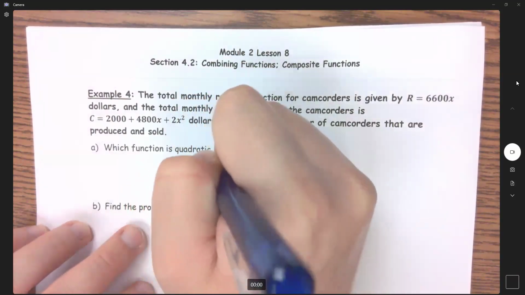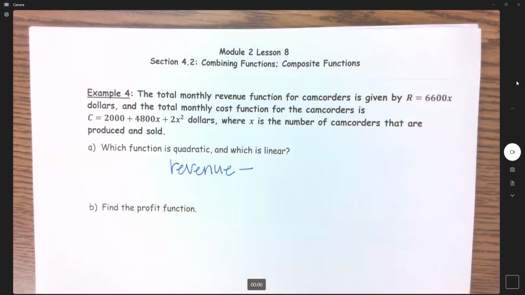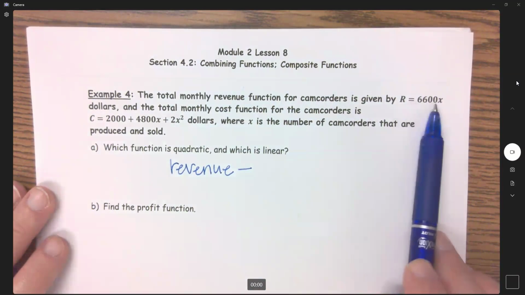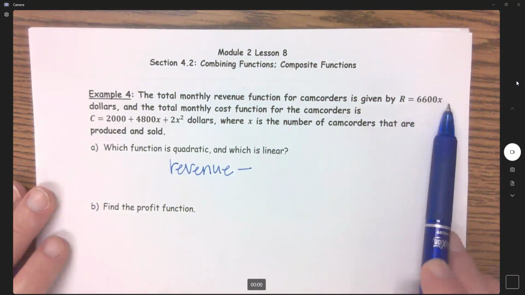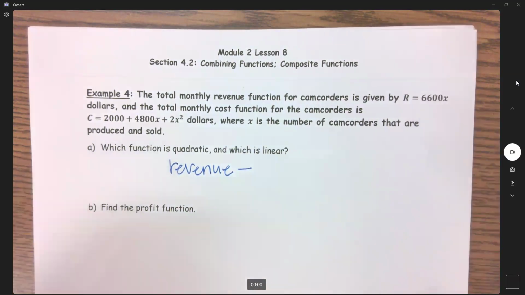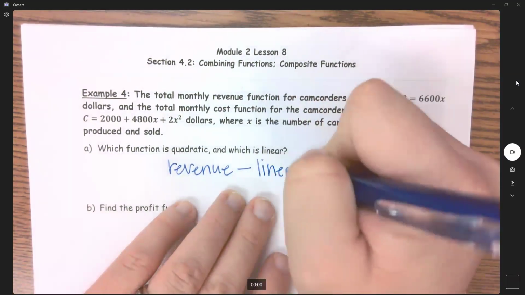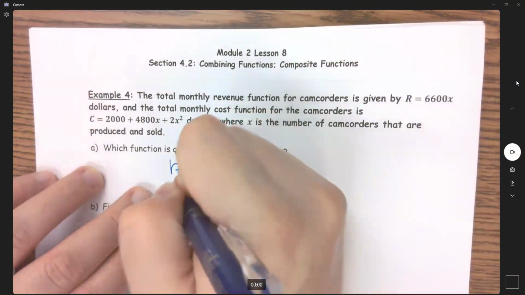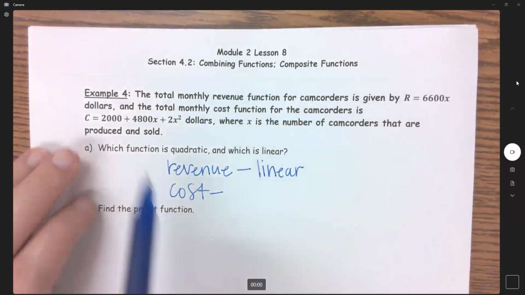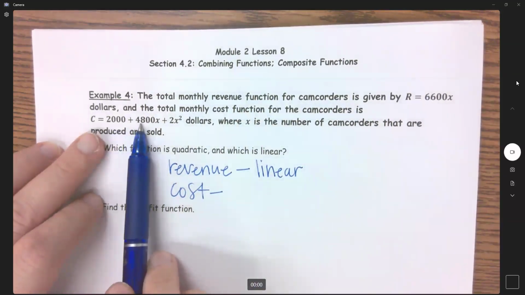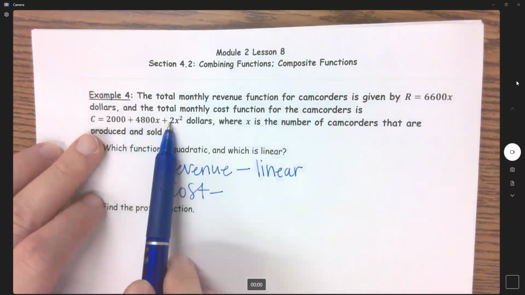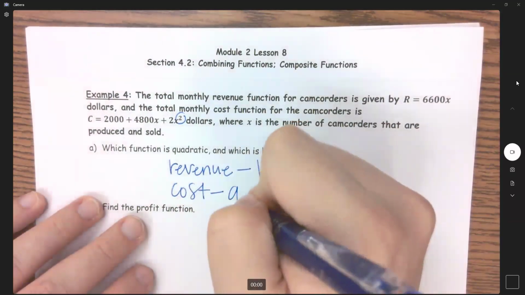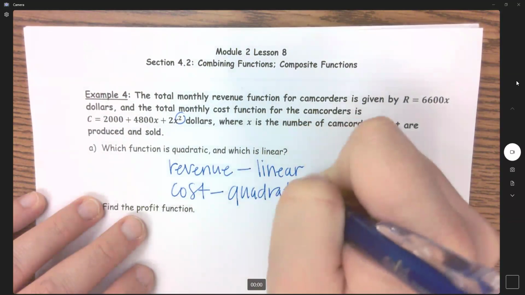So we're first given revenue. So my revenue is 6,600X. Is this linear or is this quadratic? Okay, this one is linear. Why? Because it only has an X. So then my next one that we were given was cost, and cost is 2,000 plus 4,800X plus 2 times X squared. That squared is what makes this a quadratic.